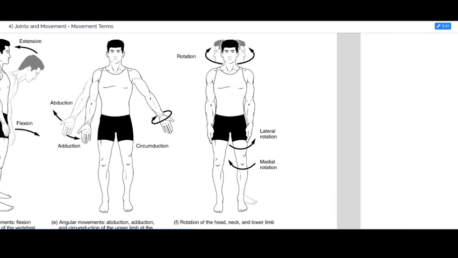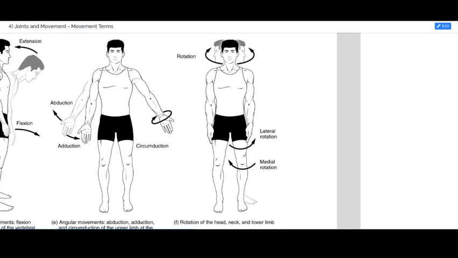While circumduction is drawing a circle, another circular movement is rotation, which is pivoting at an axis, like with the pivot joint. The examples that we see here are at the neck, which would in fact be the atlantoaxial joint, the joint between the first and second cervical bones. And then also they show at the leg medial and lateral rotation.